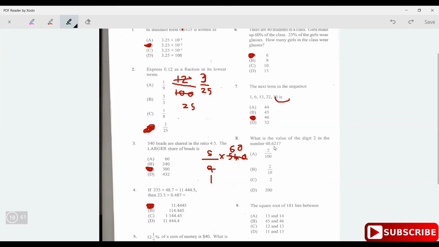This question says, what is the value of the digit 2 in the number 48.21? Now, this 2 right here is in the hundredths column. So it is option A, 2 over 100. Easy question.